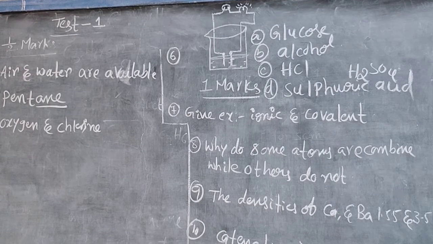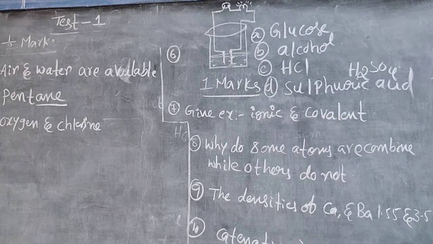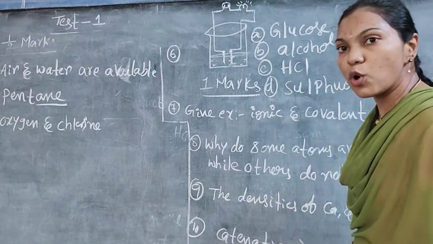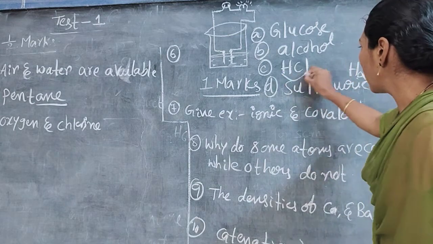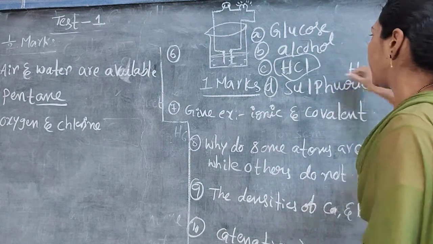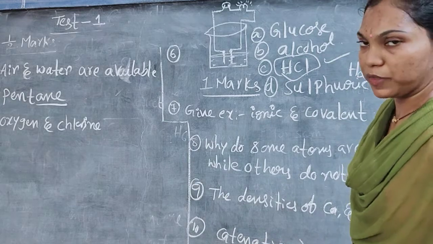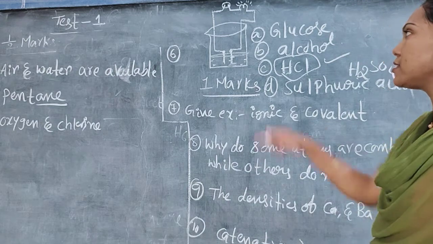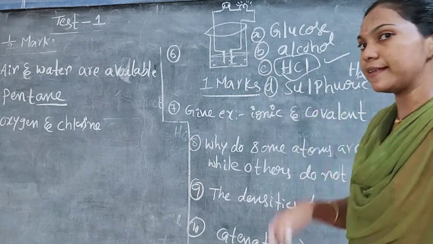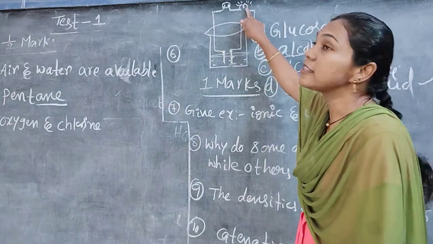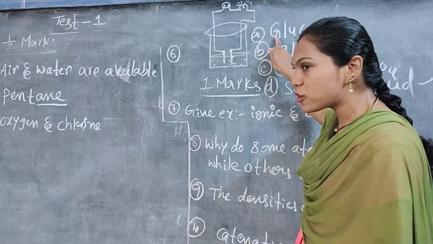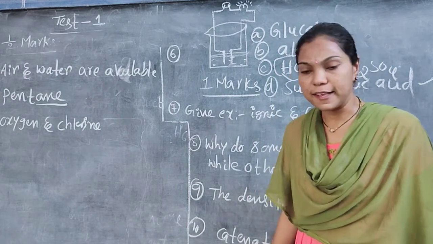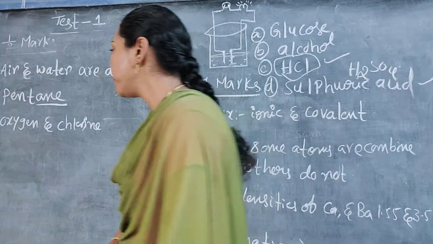In the presence of which solution the bulb glows means in the presence of acidic solutions. Out of these four options, which are acidic solutions? Hydrochloric acid and sulfuric acid. Option 3 and 4, that is option C and D. Option 3 and 4 are the correct answers because in the presence of acidic solution, the bulb glows. Glucose is not an acidic solution. Alcohol is not an acidic solution. Do you understand? Yes. These are the half mark questions.